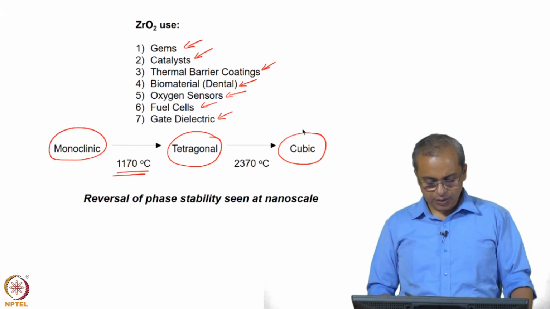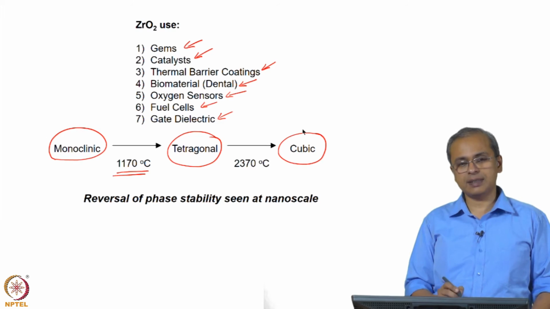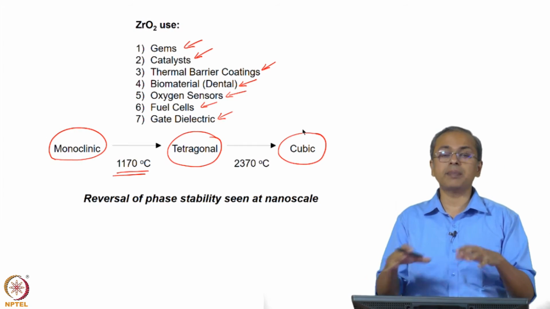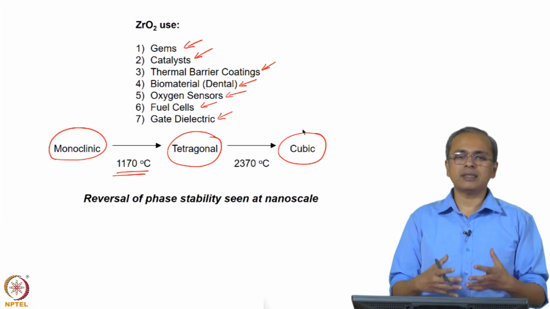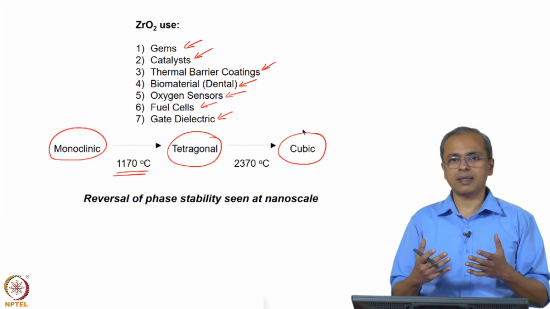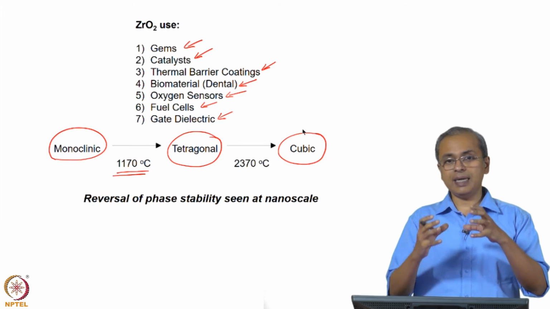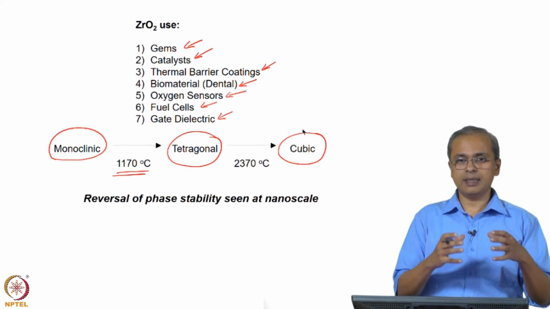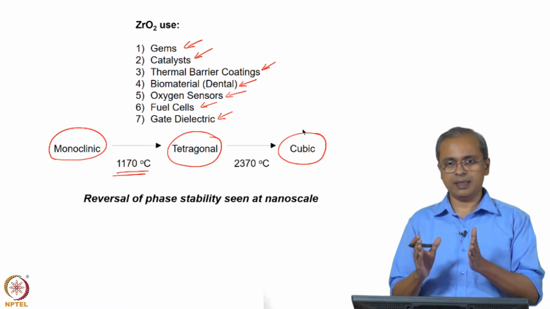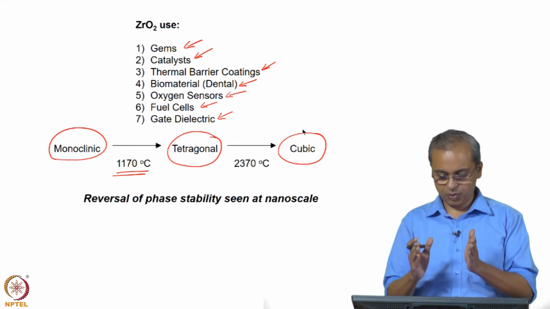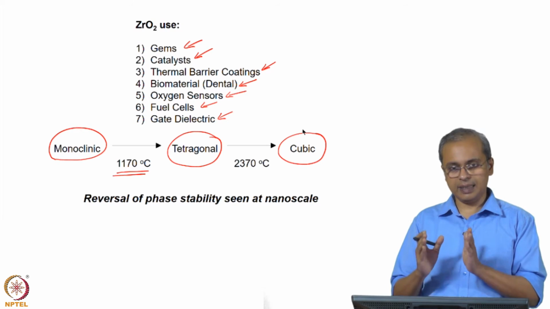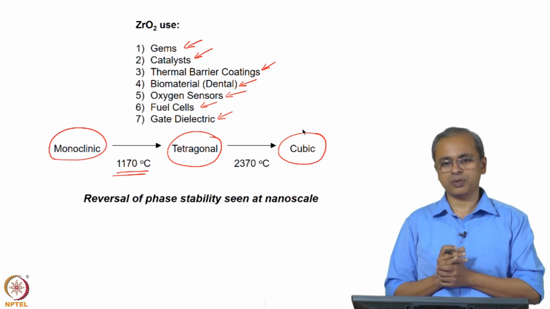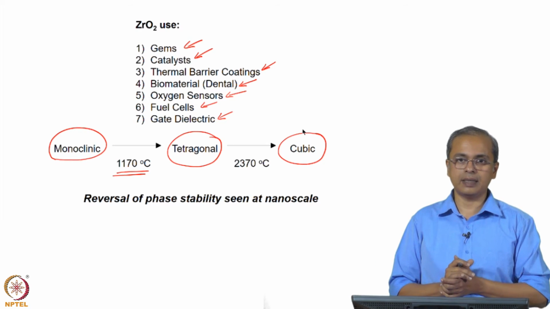So, the interesting thing is what is observed in this system. When I say this phase is stable at room temperature, it turns out that this stability is something that is noticed when you are looking at large crystal structures of this system. So, large crystal zirconia at room temperature is monoclinic, at about 1000 to 2000 degrees centigrade is tetragonal, and the same large crystal zirconia past about 2400 degrees C is cubic in nature.